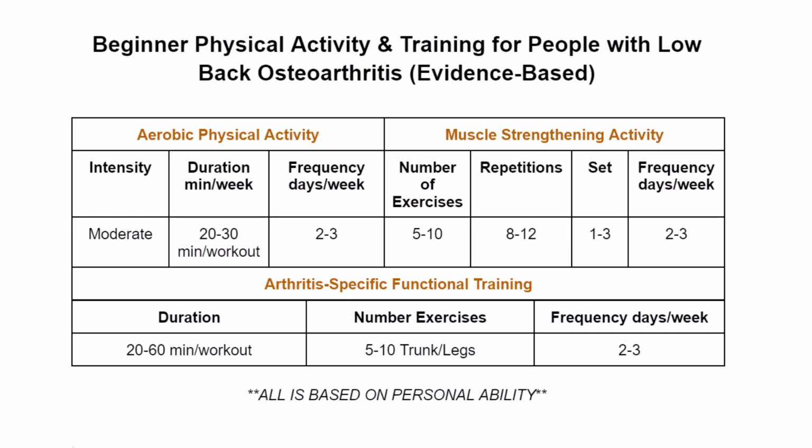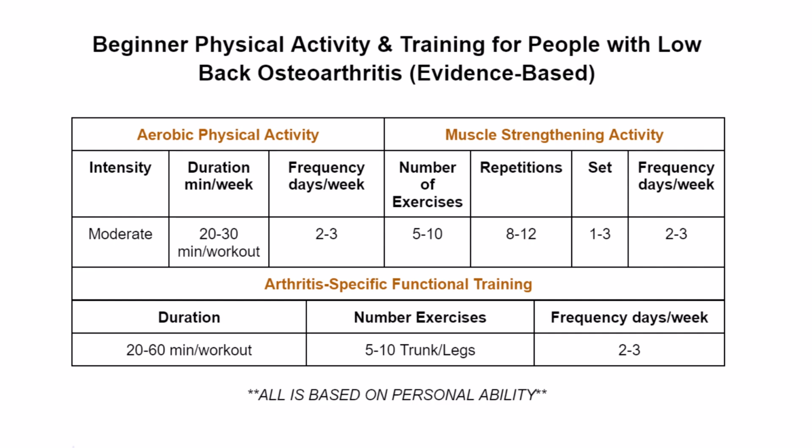Okay, so in this diagram, I just titled it Beginner Physical Activity and Exercise for People with Osteoarthritis. This is still all evidence-based information. So looking at aerobic physical activity, we're only going to be starting with moderate aerobic physical activity that is about 20 to 30 minutes per workout, 2 to 3 times a week. Then if we're looking at muscle strengthening, trying to pick out 5 to 10 different exercises that are focusing on strengthening the trunk or the legs, 8 to 12 repetitions, 1 to 3 sets, and a frequency also at 2 to 3 times per week.